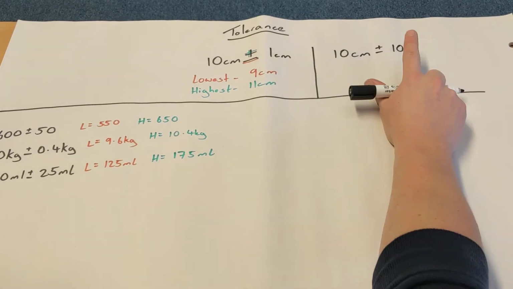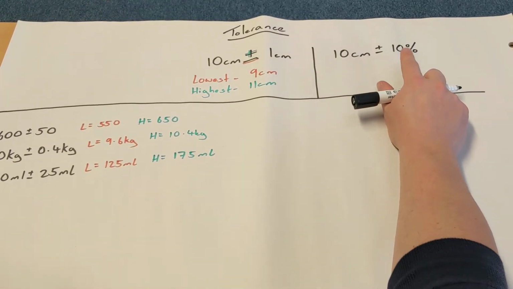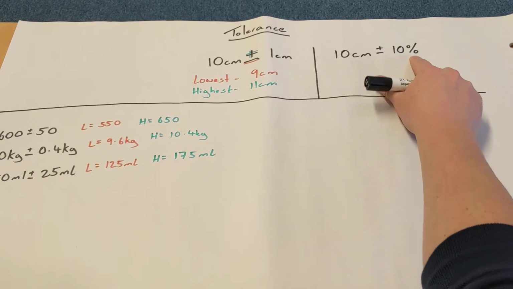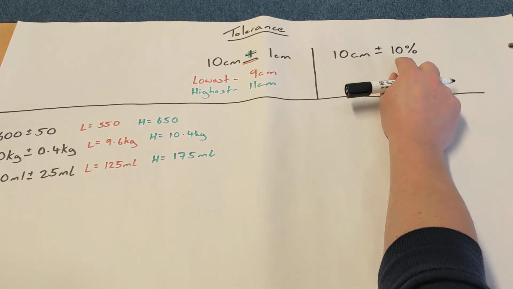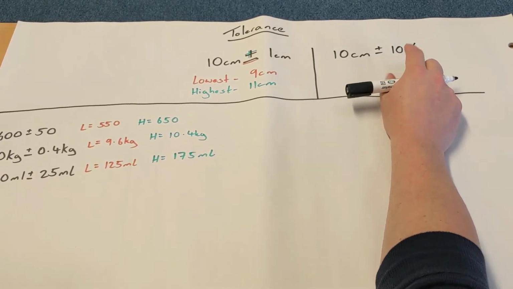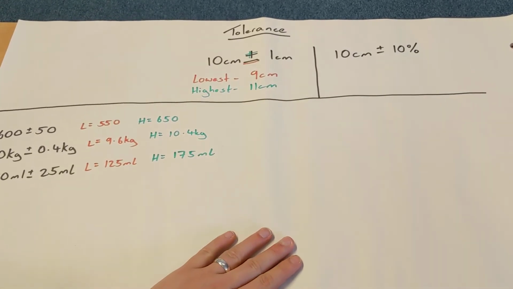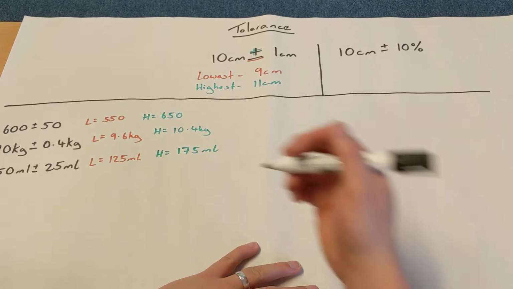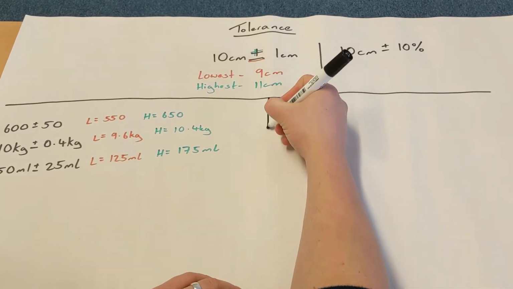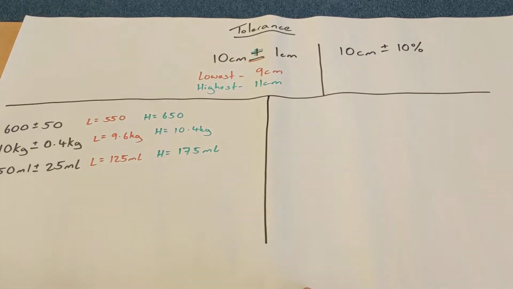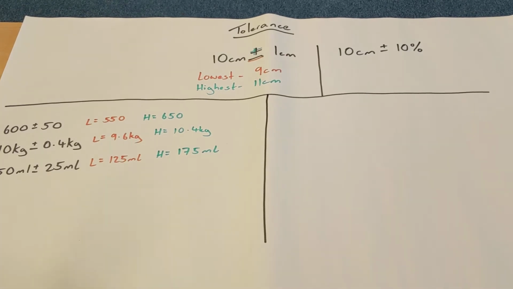Now, we've had plenty of practice at percentages, so we should know how to do that. You could either divide it by 100, then times it by 10, or you could times it by 0.10. It's up to you, whichever way you find easiest to work out percentages. So let's have a look at a couple that use your tolerance written in percentage form.